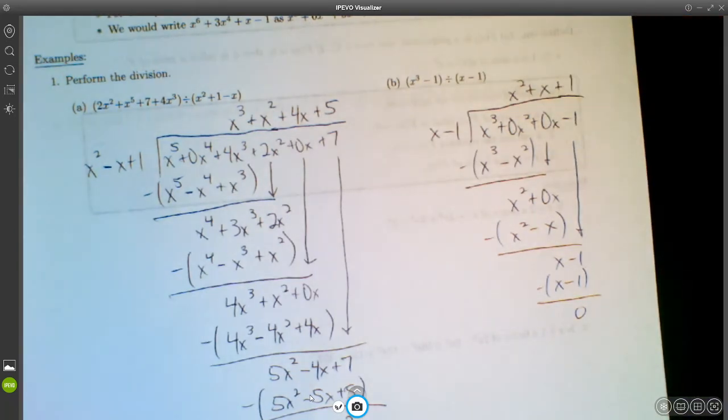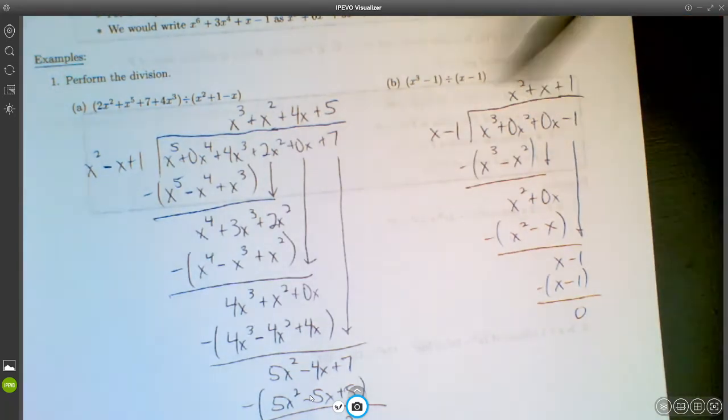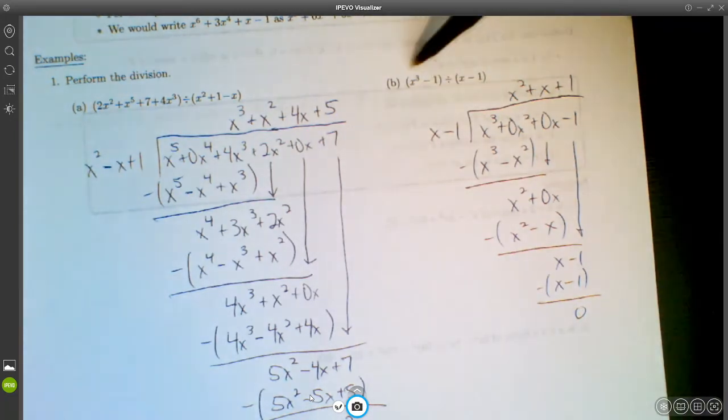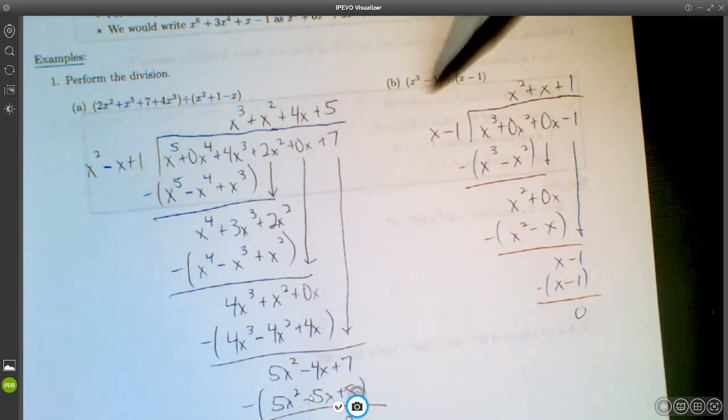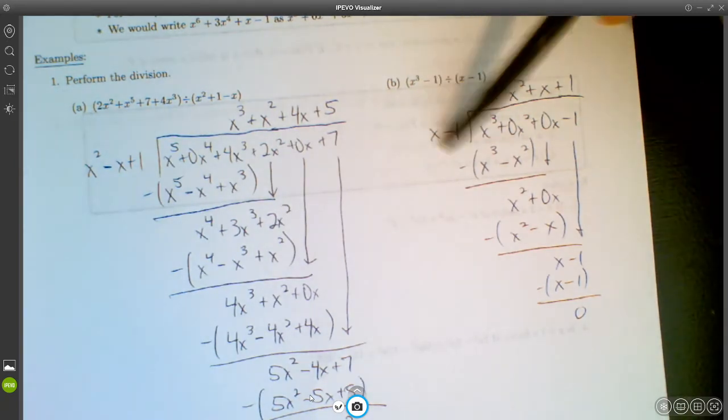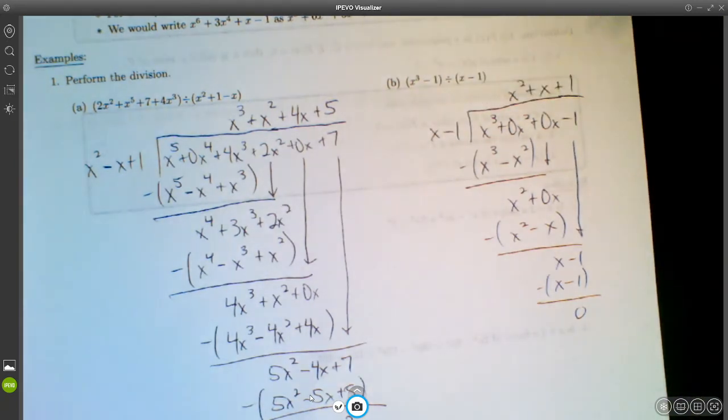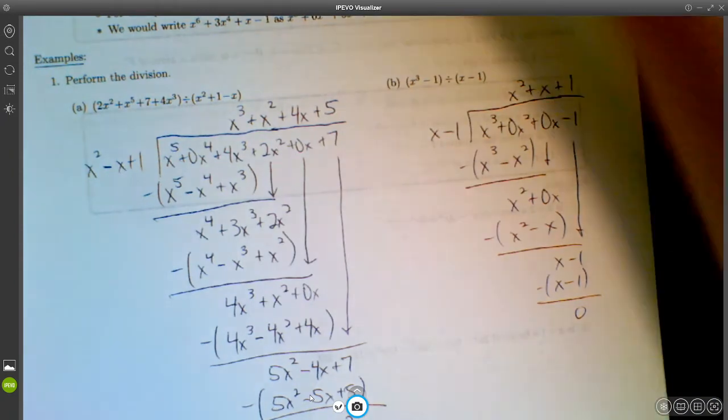That actually should have been pretty obvious to you if you think about factoring. If you think about this as a difference of cubes, the factorization of a difference of cubes is, in this case, x minus 1 times x squared plus x plus 1, right? That's the factorization. Okay, so that's how long division works with polynomials.